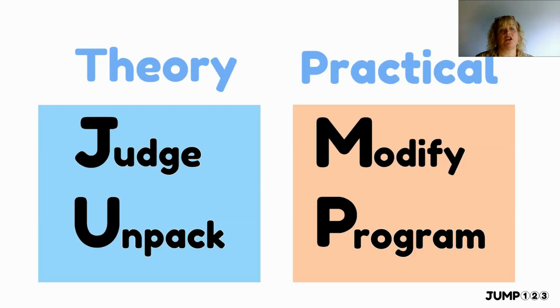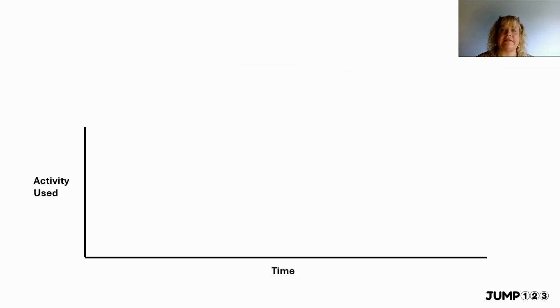So judge and unpack are the theory, so judge is the big picture and unpack is the detail. And for the practical side, you've got modifying existing programs or creating new programs. So that's the 4 different parts of JUMP, and by bearing those in mind, you can create more interesting lessons where you're looking at the theory and the practical. So let's see how we might apply this in a lesson.